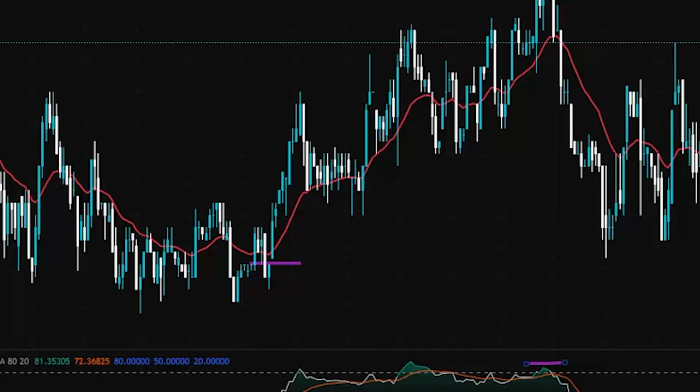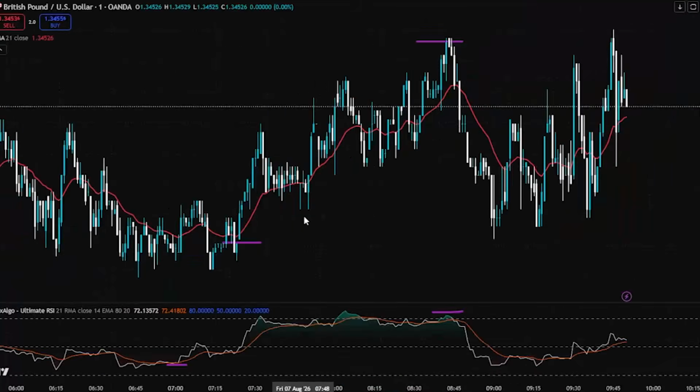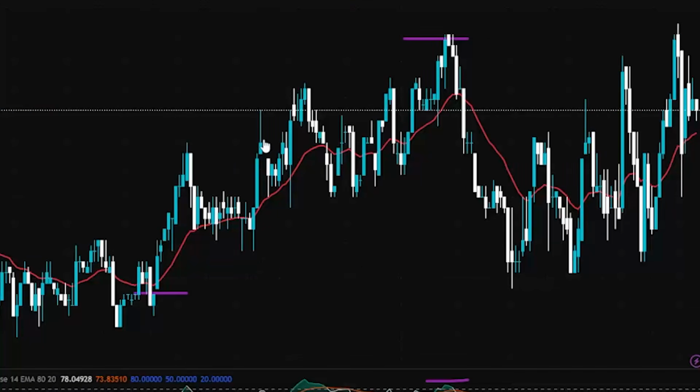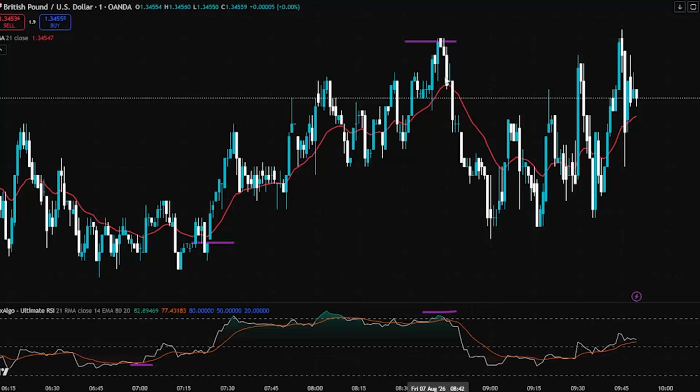EMA 21 helps us understand the short-term market direction. Instead of trying to catch every small movement, we want to trade with the current momentum.